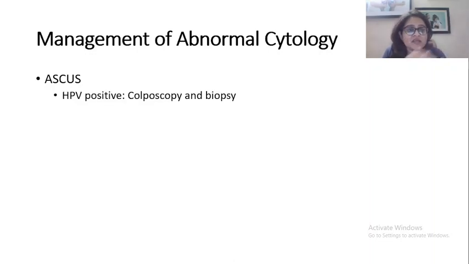We can have ASCUS. ASCUS is atypical squamous cells of undetermined significance. Remember, I said it is one of the milder varieties. ASCUS and LSIL are milder. If ASCUS with HPV positive status is there, do a colposcopy and biopsy. And if it is HPV negative, then nothing to worry. You can just return her to normal testing.